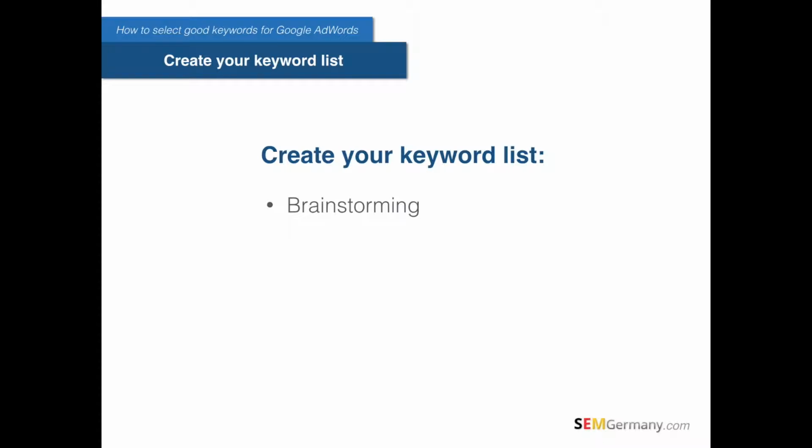Then you can use the Google AdWords Keyword Planner. If you haven't seen that before, it's a tool within Google AdWords that allows you to enter one or more initial keywords, and then it returns even more keyword ideas.